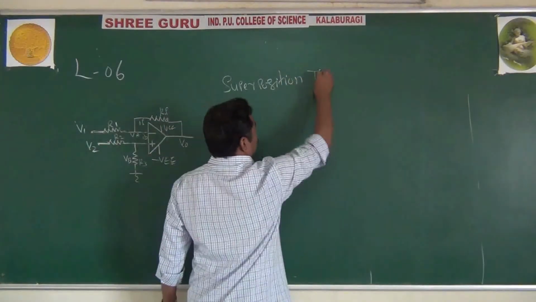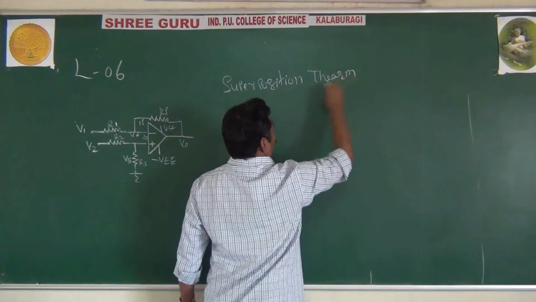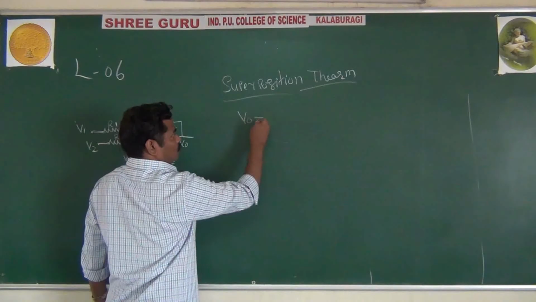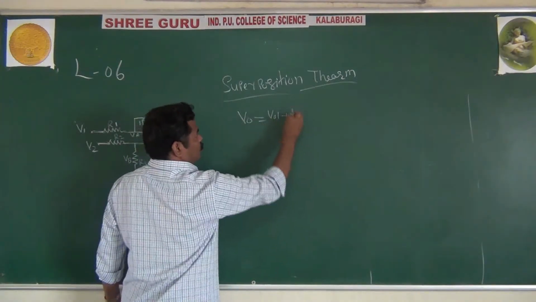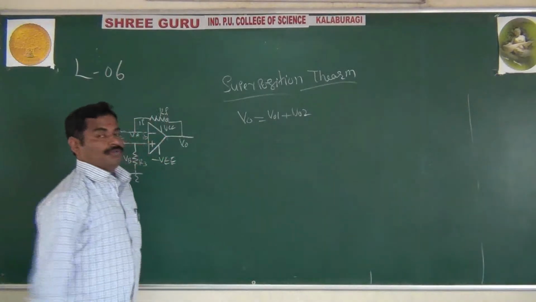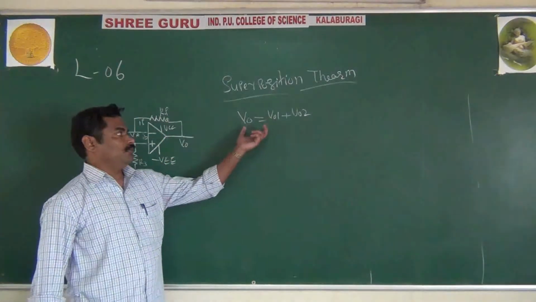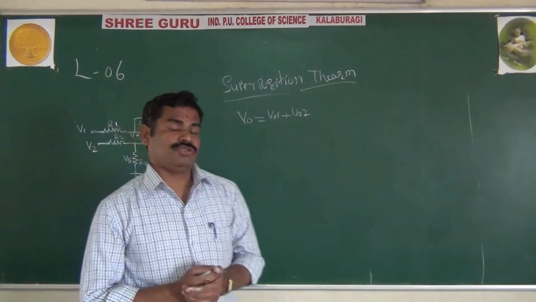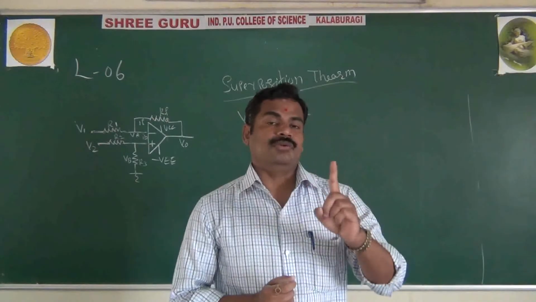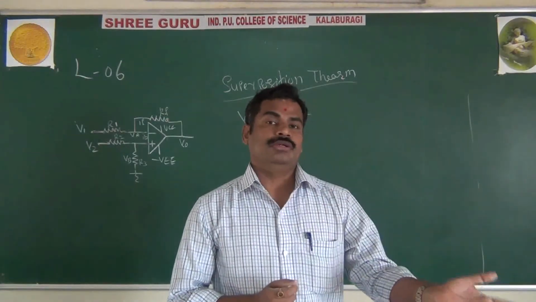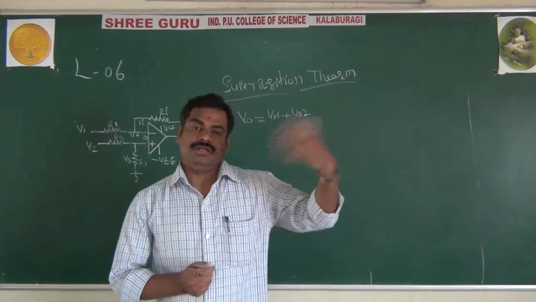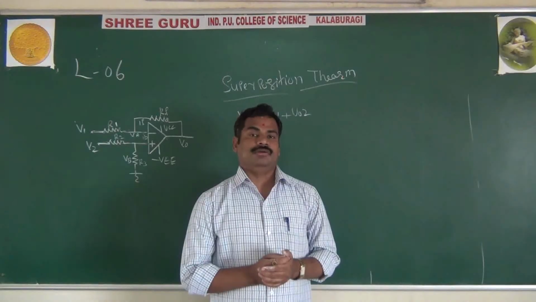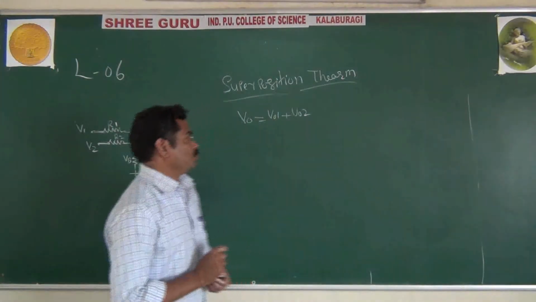By the superposition theorem, you can go further. As we know, the output voltage is equal to V01 plus V02, and by the superposition theorem we can combine both the voltages. As I said, consider only one input and make the remaining one ground, and analyze that circuit. The next time, take the other input grounded and analyze the circuit.